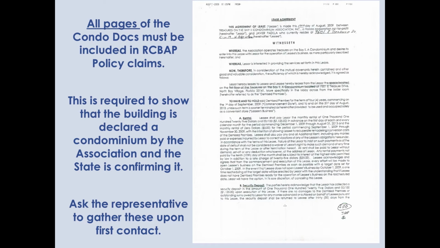It's required to show that the building is declared a condominium in the state that it's in. So we see there's a lot of things that it outlines, but more than anything, it shows us this is a residential condominium form of ownership in the state that our loss is in.